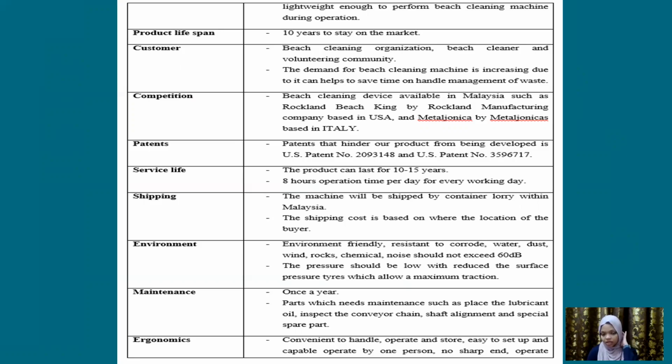For ergonomics, the machine is convenient to hold, handle, operate, and store. It is easy to set up and capable of being operated by one person, with no sharp ends.